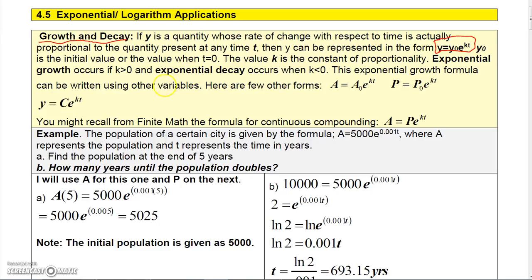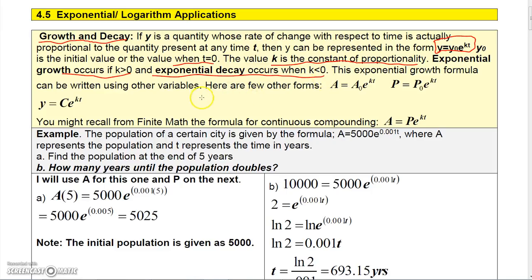Now, y naught would be the initial value, or the value when time is 0. The k is called the constant of proportionality, and we would have exponential growth if k is greater than 0, and exponential decay if k is less than 0.